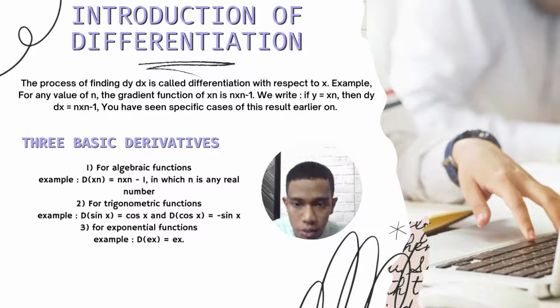There are three basic derivatives. First, for algebraic functions. For example, d/dx of x^n equals nx^(n-1), in which n is any real number. Second, for trigonometric functions. For example, d/dx of sin x equals cos x, and d/dx of cos x equals negative sin x. Third, for exponential functions. For example, d/dx of e^x equals e^x.